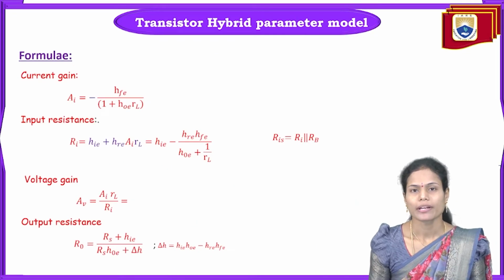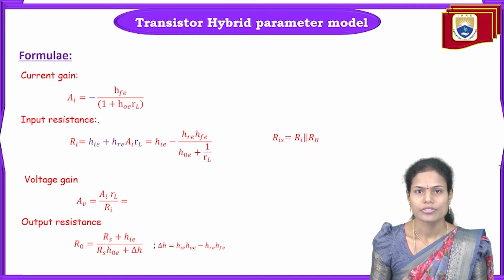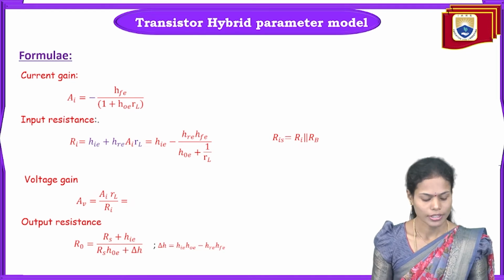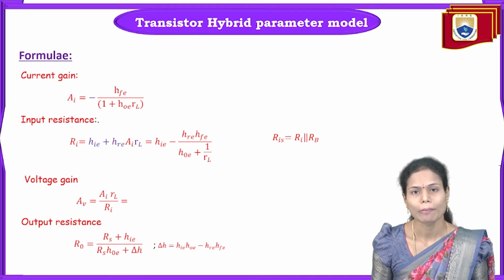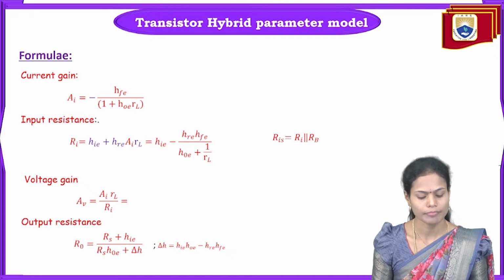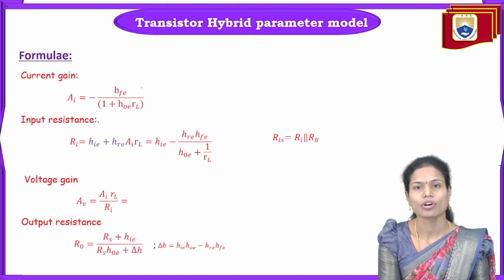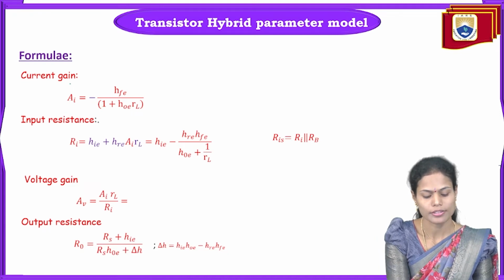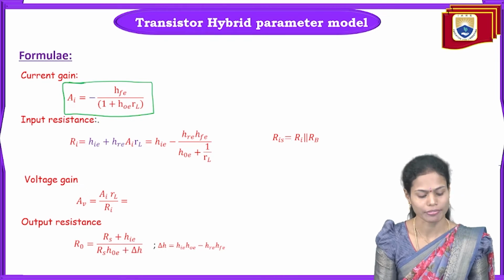So for any circuit, we have to replace it with the hybrid equivalent model in order to find any parameter. To find those parameters, what formulas do we require here? We are going to calculate 4 parameters. That is current gain, AI is HFE, forward current gain, divided by 1 plus HOE into RL. This is to calculate the current gain of the amplifier circuit.